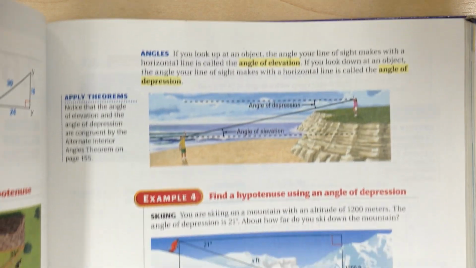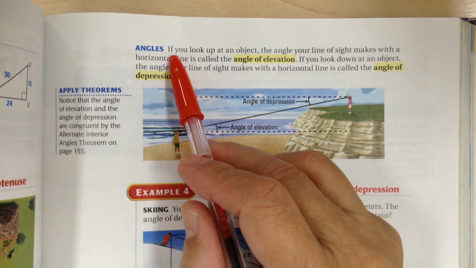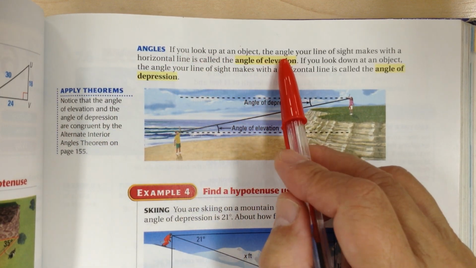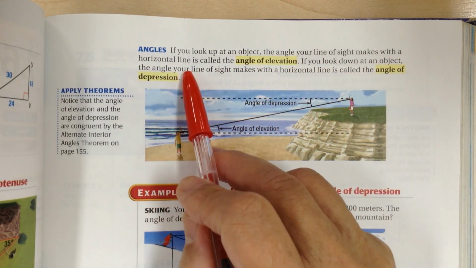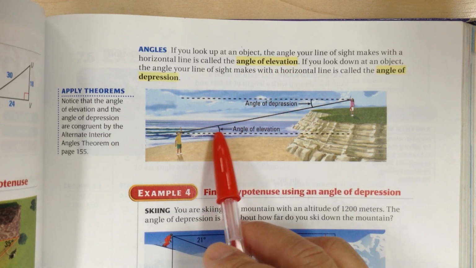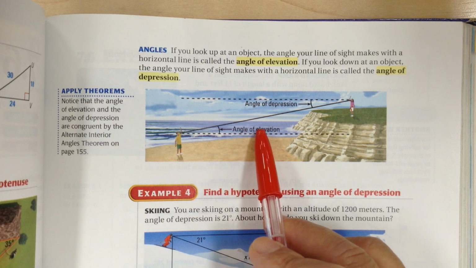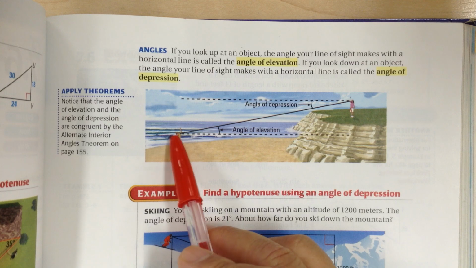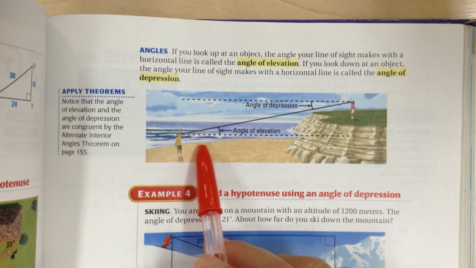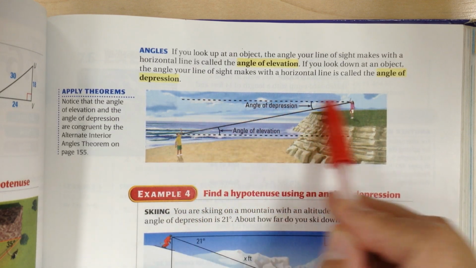Okay. Let's go to page 475, angles. If you look up at an object, the angle your line of sight makes with a horizontal line is called the angle of elevation. So if you go up from the horizontal, it's elevation. Elevation means lift, right? Go up. So again, the horizontal is your reference. So if you go up, that's the angle of elevation.